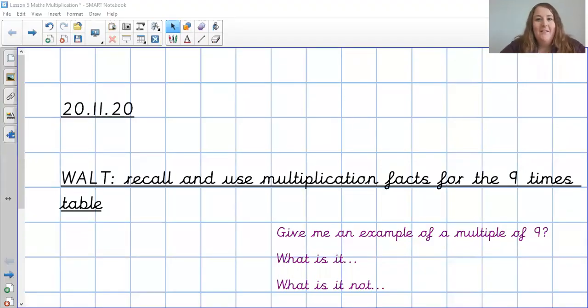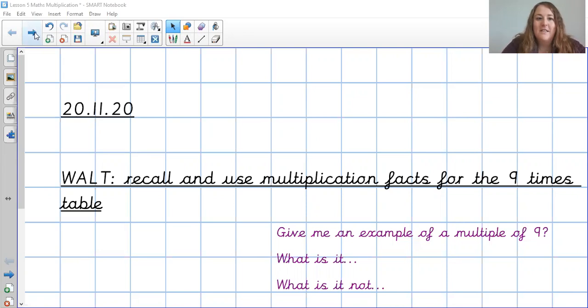Morning Year 4, here is your maths lesson for Friday the 20th of November, carrying on with our multiplication and division unit. After we built the 9 times table yesterday, today we are learning to recall and use multiplication facts for the 9 times table.